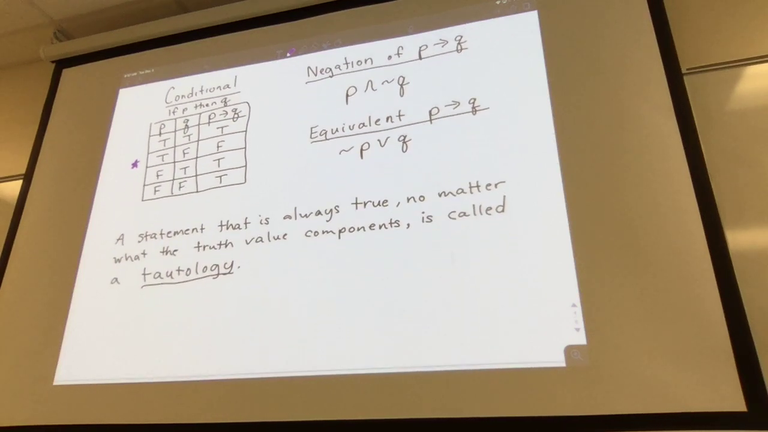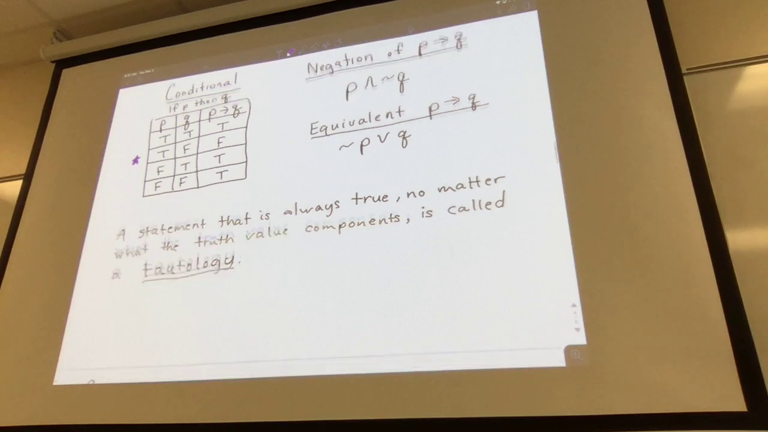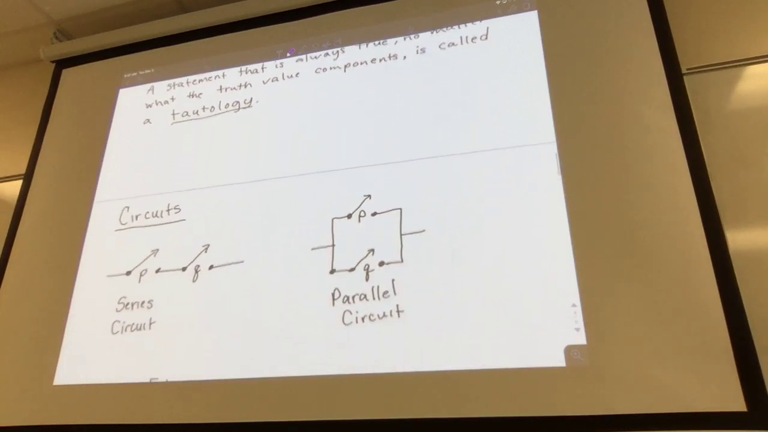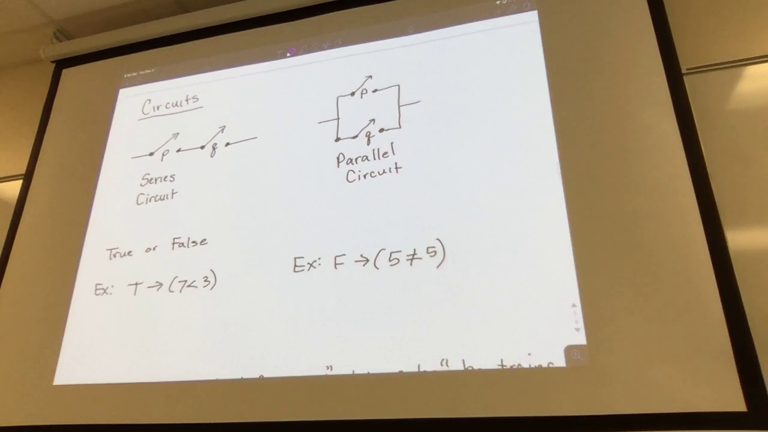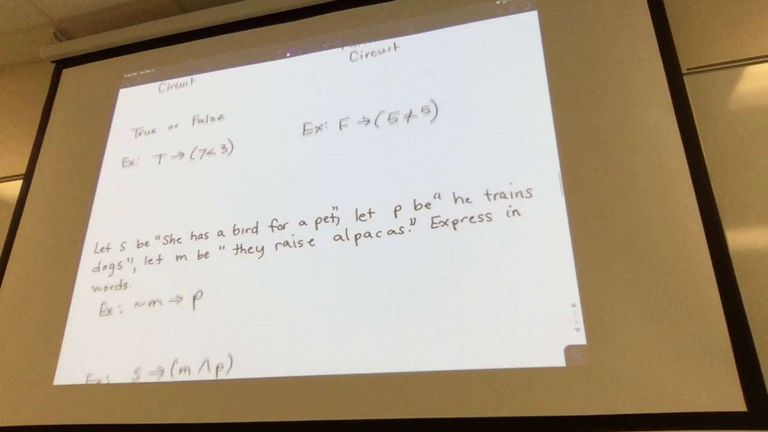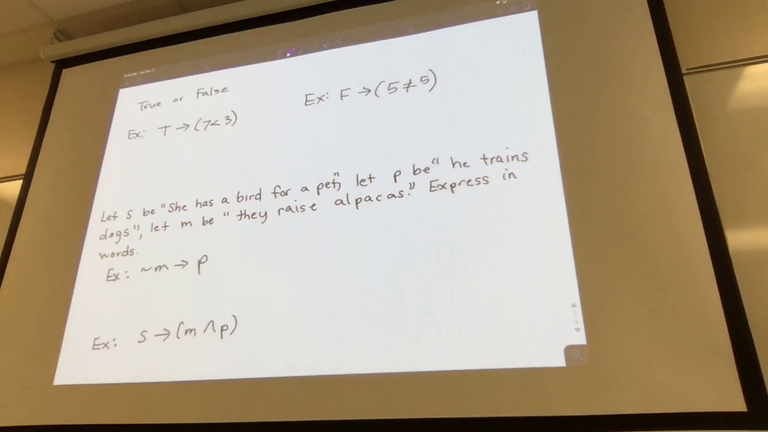We also talked about a statement that's always true, no matter what the truth value is, called a tautology. And we also recognize that there are two circuits we're going to look at: a series circuit in which P and Q are all in the same line all the way across, and then a parallel circuit where it breaks out into two parallel paths, a top and a bottom circuit. So we're going to work with some of this. There are some similarities in these. So you have true or false.